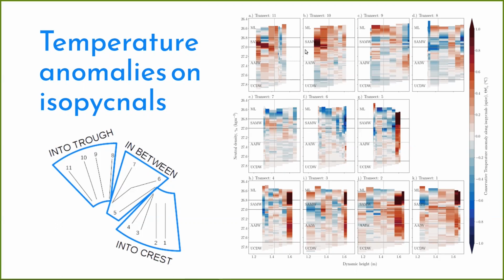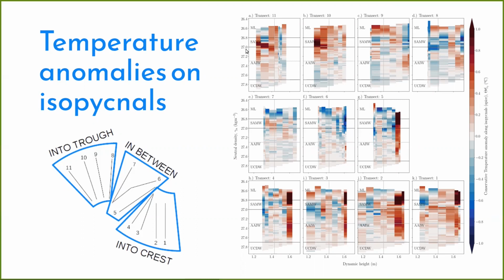In the top four panels, you see the transects going into the trough. In the middle panels, you see the transects in between the trough and the crest. And in the bottom four panels, you see the transects going into the crest. We've divided the anomalies between 27.3 and 26.8. We're not looking at the mixed layer. And between 27.3 and lower, which we call the lower water column. So the upper water column is between 26.8 and 27.3.